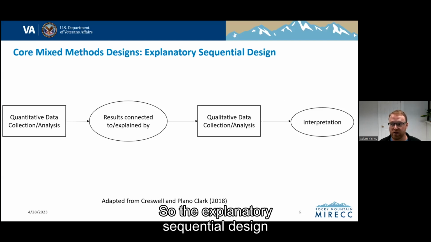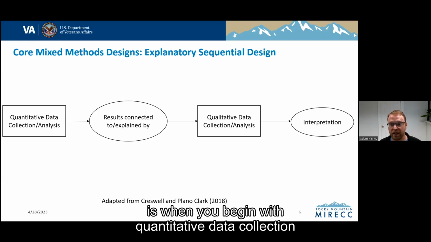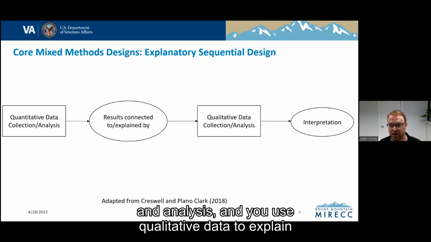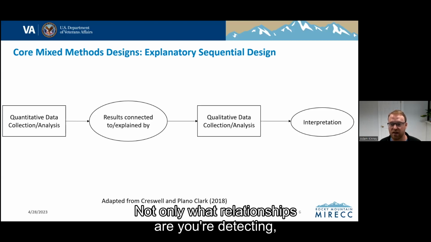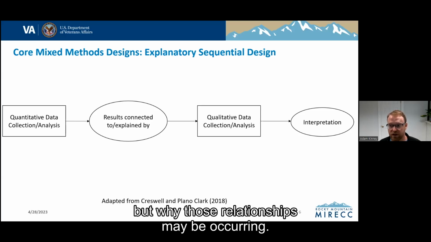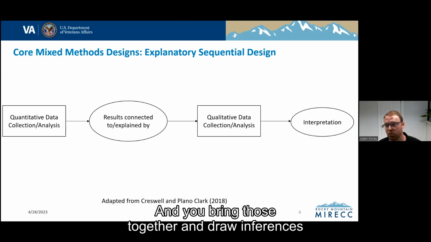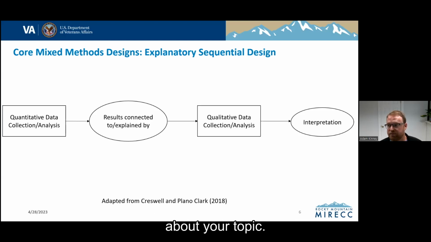Then there are a few designs that have a particular sequence to them. So the explanatory sequential design is when you begin with quantitative data collection and analysis, and you use qualitative data to explain those findings, not only what relationships you're detecting, but why those relationships may be occurring. And you bring those together and draw inferences about your topic.